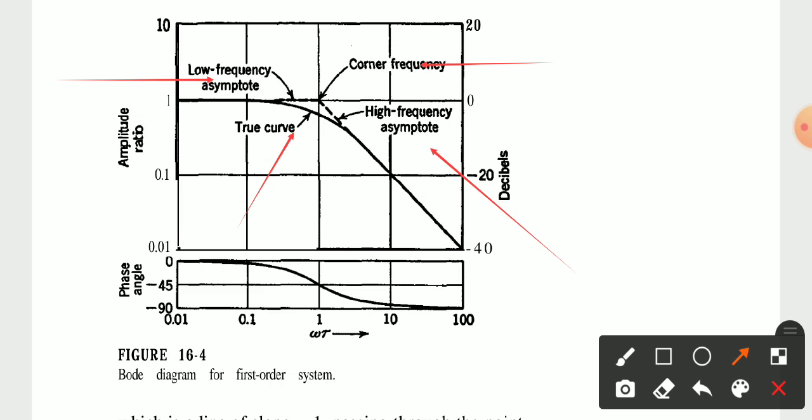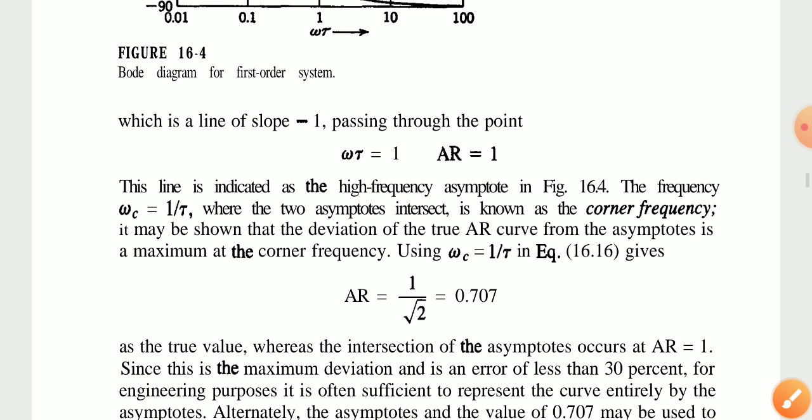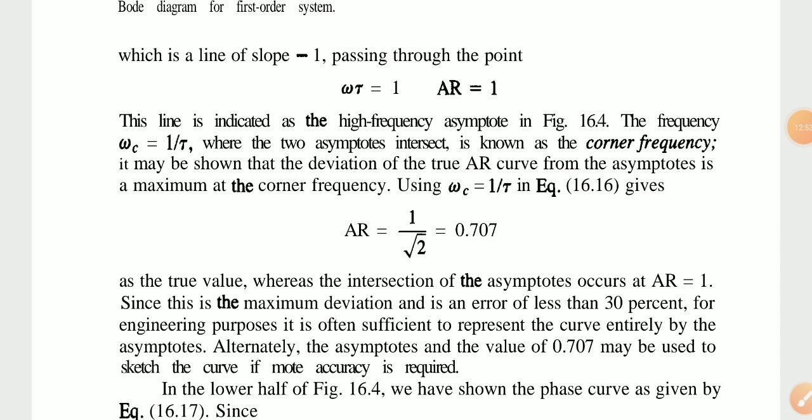Now the graph of amplitude ratio versus omega tau, we have to look at both as omega tau tends to 0 and as it tends to infinity. This is the line of slope minus 1 passing through the point where omega tau is equal to 1 and the amplitude ratio is equal to 1. This line is indicated as the high frequency asymptote in figure 16.4. The frequency omega C is equal to 1 by tau, where the two asymptotes intersect, and is known as the corner frequency.